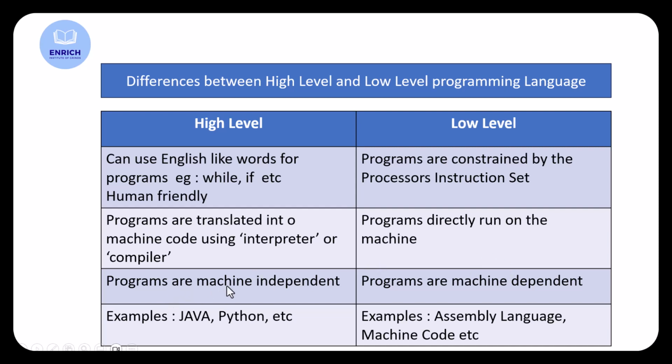And the third one is that high level programs are machine independent. Like a Python program, if you run it on any machine, it can be run on any other machine also. Okay, it really doesn't matter which system you developed the program on. But low level programs are not like this. They are very much machine dependent. So a program which is developed for one machine might not run on another machine. You might have to tweak it depending on the instruction set of that particular machine. Okay, and some examples for high level are Java, Python, etc. And here for low level you have assembly language, machine code, etc.